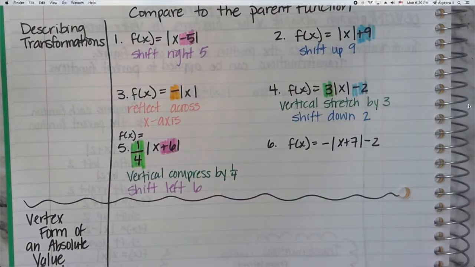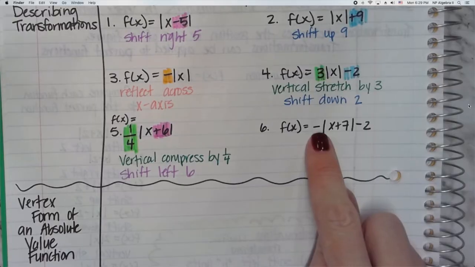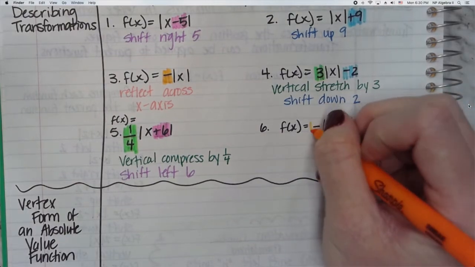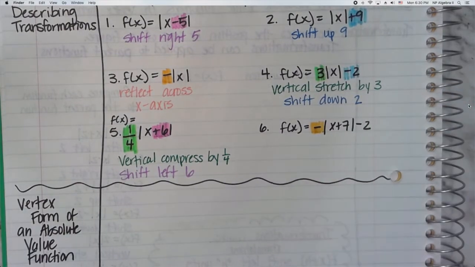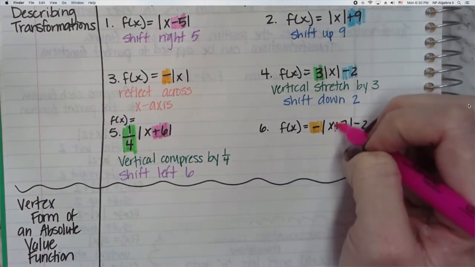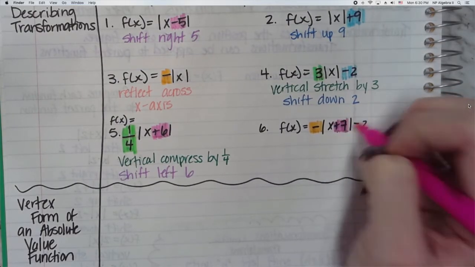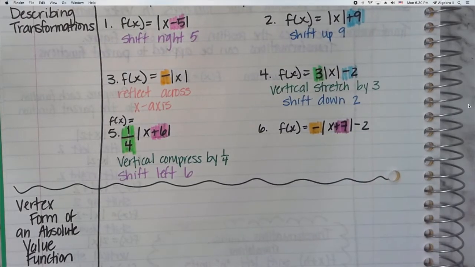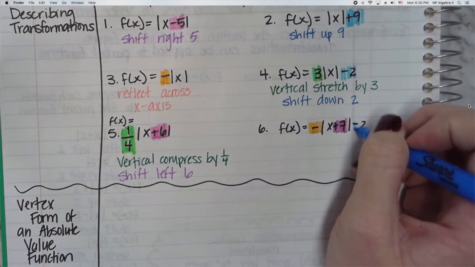And then our last example, there's quite a few things going on here. So you've got that negative. What does that negative mean? That negative means a reflection. If there's a negative in front of your function, it's going to be reflected over the x-axis. Then we have this positive 7 inside of the absolute value. So that's our horizontal shift. And then we have minus 2 on the outside. So that's going to be our vertical shift.